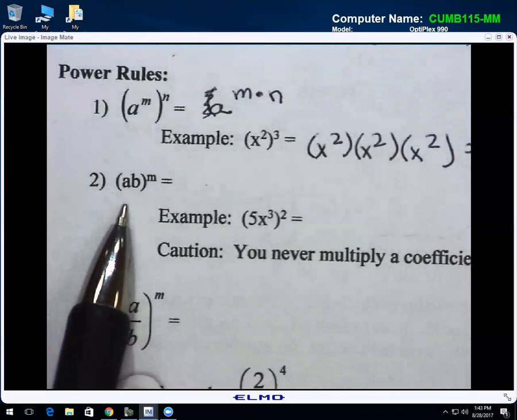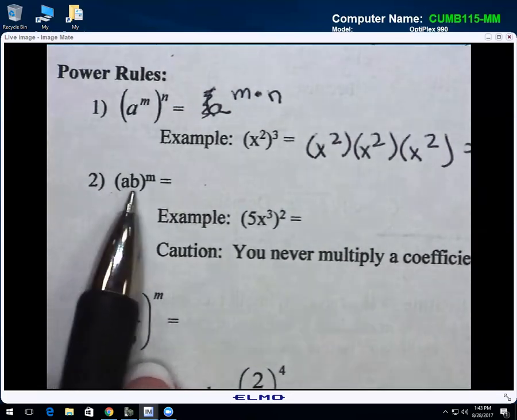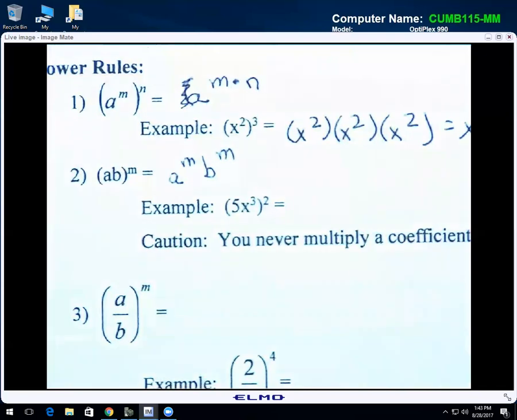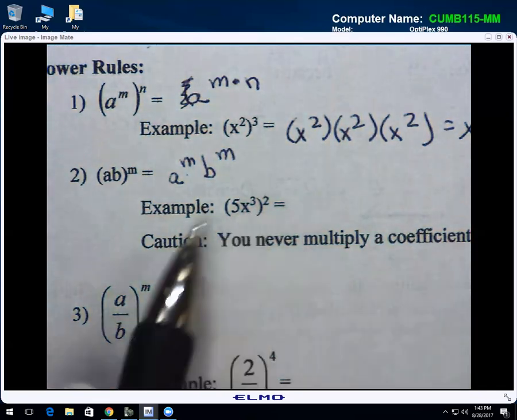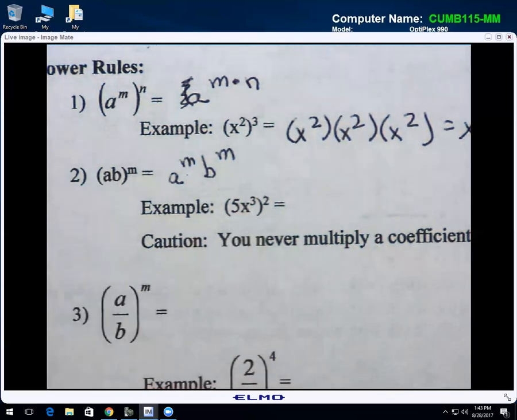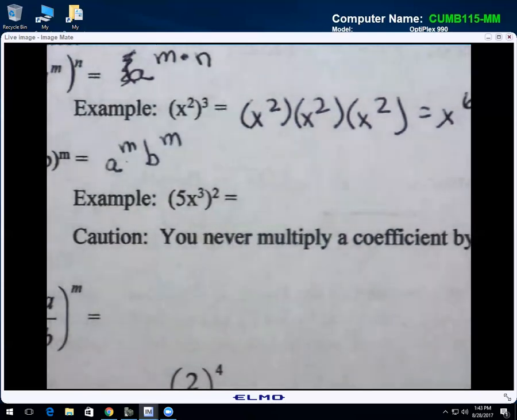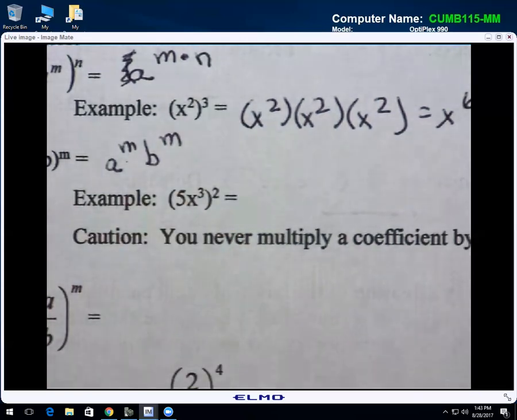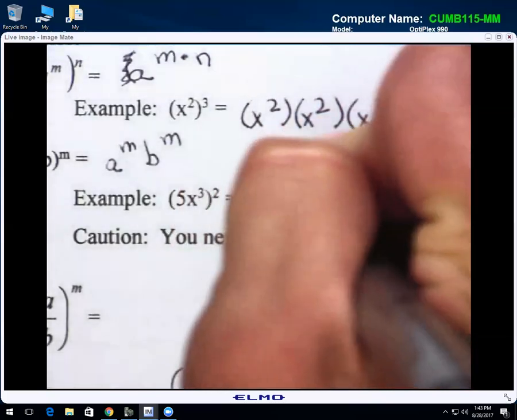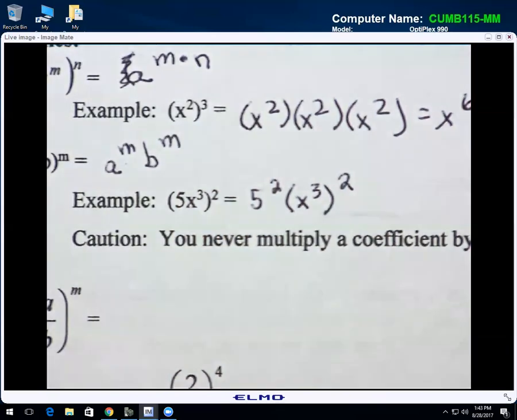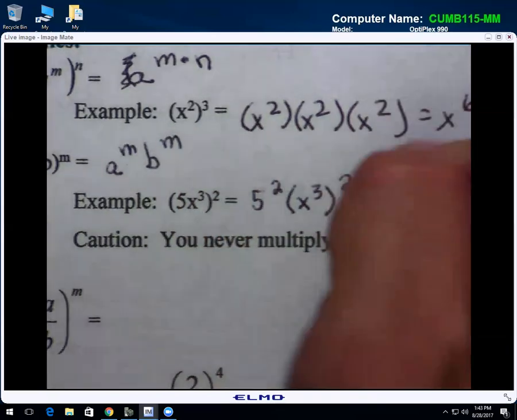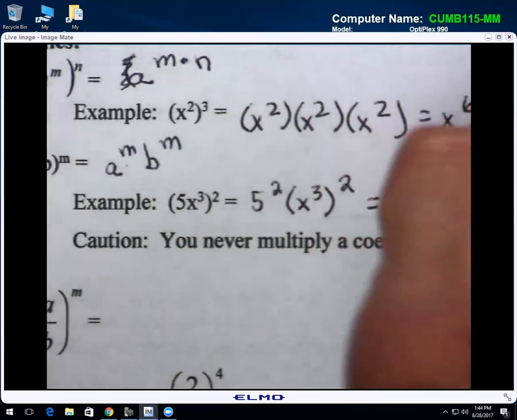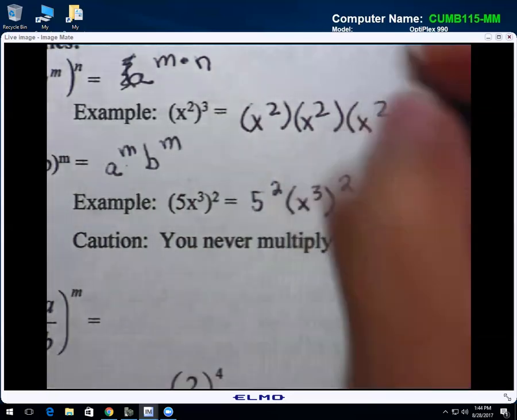The second power rule says if you have a product to a power, you can just raise each factor to the power. If you have a times b to the m, you can just raise a to the m and b to the m. That next example is 5 times x cubed, and then that whole thing squared. I can just square the 5 and square the x cubed. What would that be in its simplest form? X to the what? Yep.